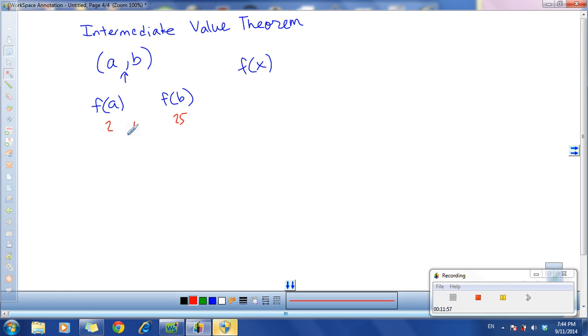say like 5 or maybe even 10 or 23, any of these numbers, there must be a number in between the interval A and B such that when I plug that number into my function, I get 5, 10, 23, or whatever else in between.